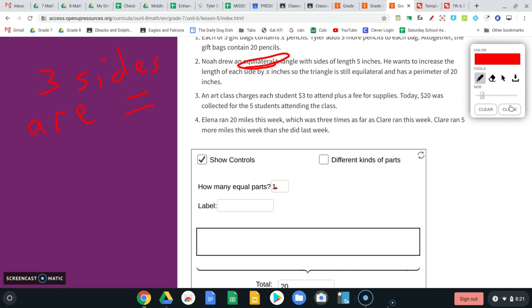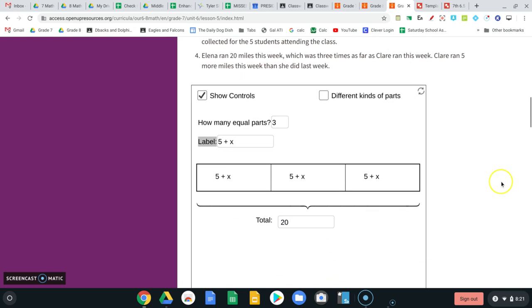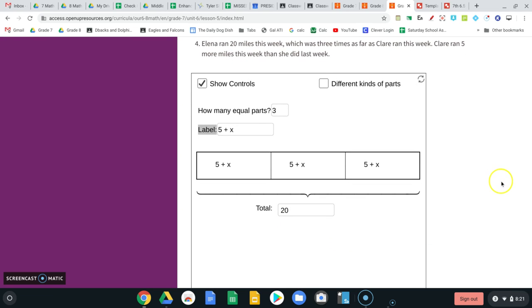So we know, whoops, let's get rid of that. 3 sides. Okay, they all have 5 inches. He wants to increase the length by X inches. Increase means we're going to add X inches. There we go. Compare this to what your tape diagram had. Okay, I'm going to erase this.